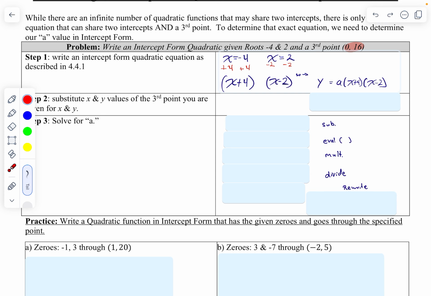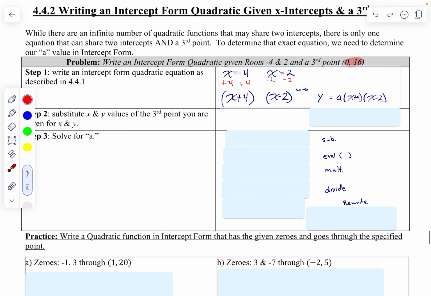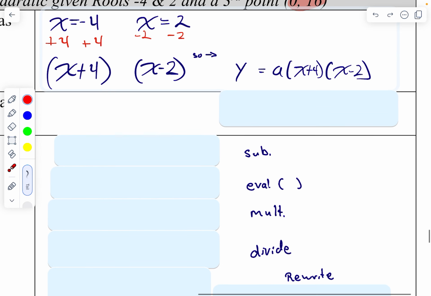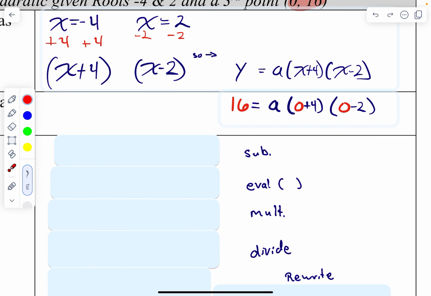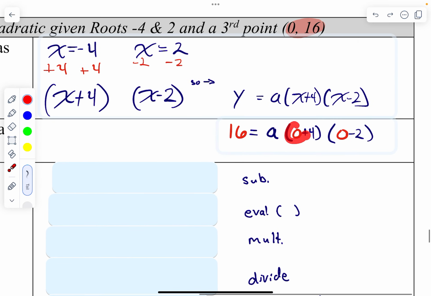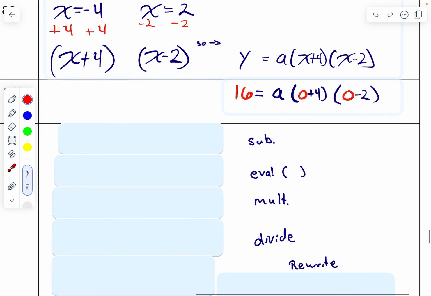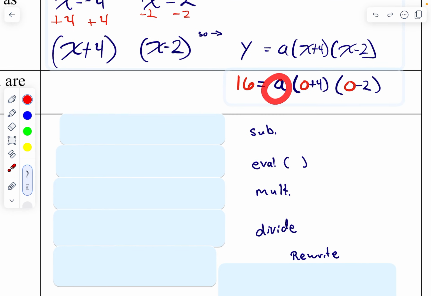Now, the trick that we're going to pull here is pretty clever. We're going to say if it goes through this point, well, I know that for this function, when x equals 0, y has to equal 16. So we're just going to substitute those values in there for x and y. Remember, x we replace with 0, and y we replace with 16, because we know for this equation that those values have to be true. The only thing we don't know now is our a value.